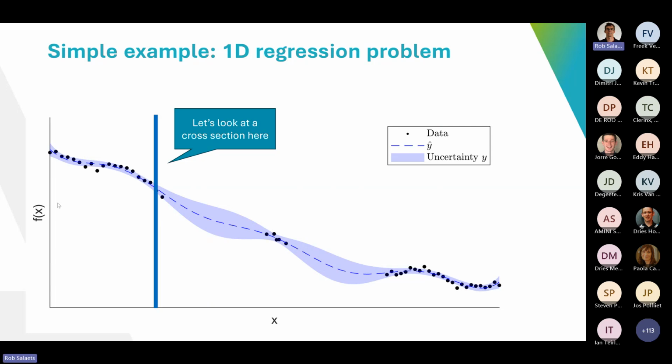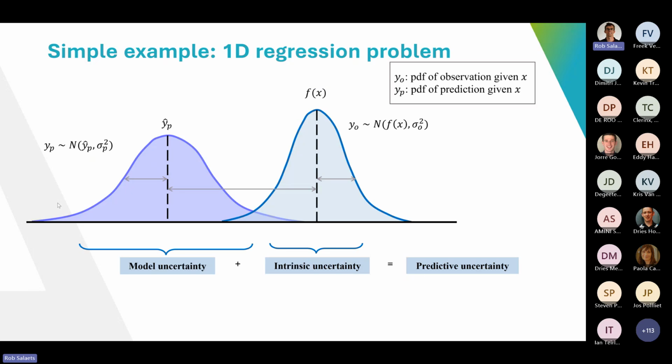So what does that now mean if we take a cross-section at one of these points? It's one-dimensional. X is just a one-dimensional value, and f of x is also a one-dimensional value. But still, we can make it complex. So at this point, we can consider two distributions. One we can call the model uncertainty, another one the intrinsic uncertainty.